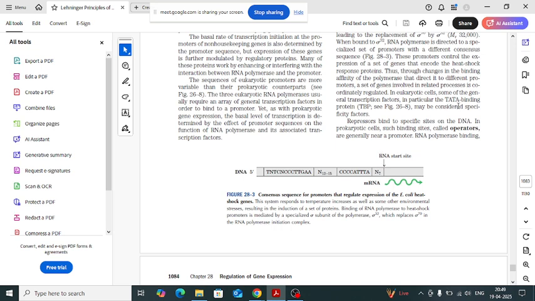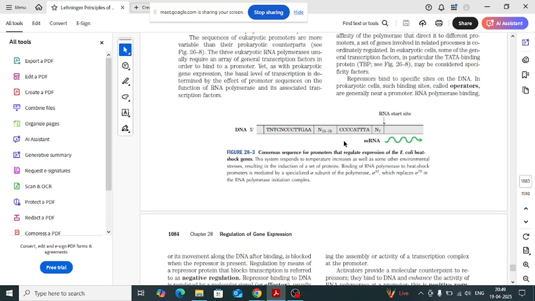So this is a kind of regulation where heat is the principal factor regulating the expression. If there is heat, there is expression. If there is no heat, then there is no expression. So it is composed of two consensus sequences, right?